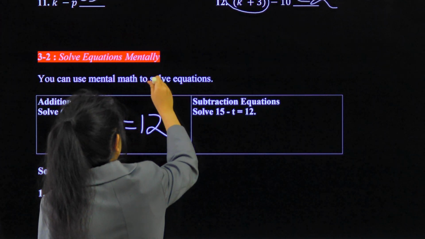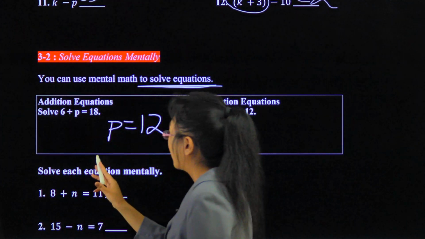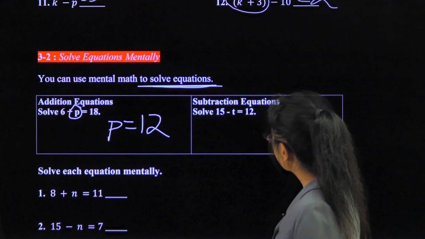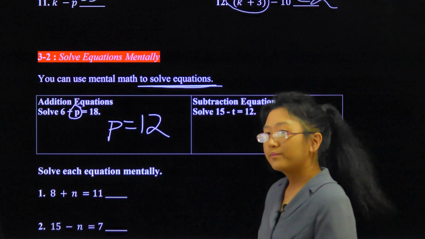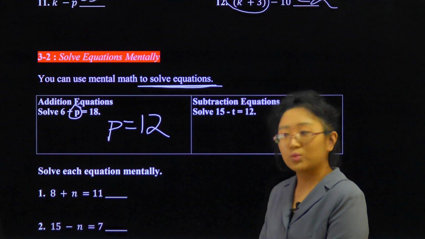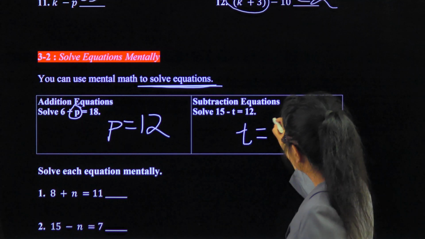Solving equations means solving, or at least finding out, what the variable is. 15 minus t equals 12. 15 minus what equals 12? 15 minus 3 equals 12. t equals 3.